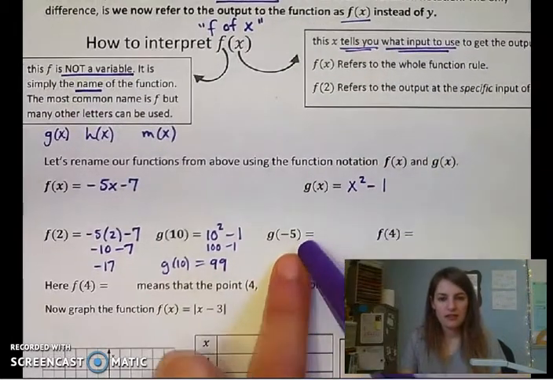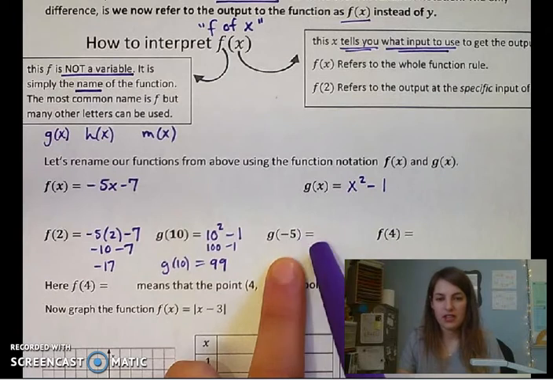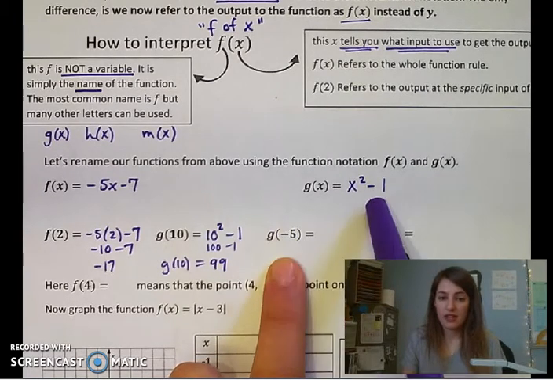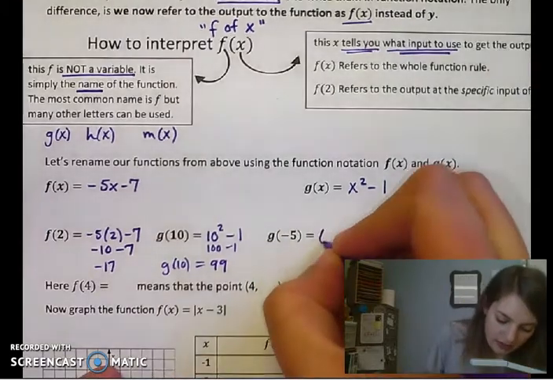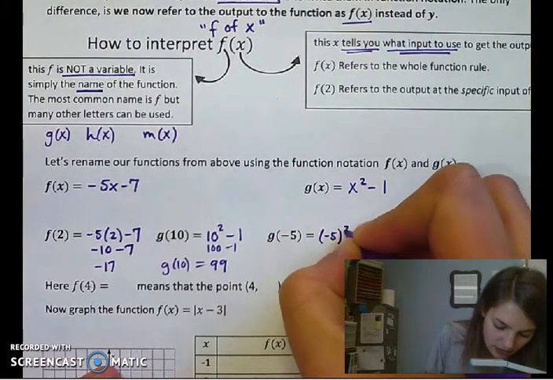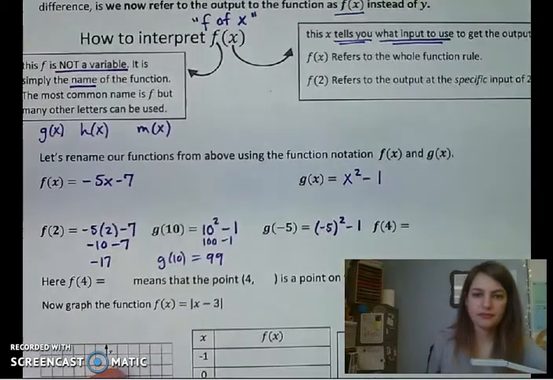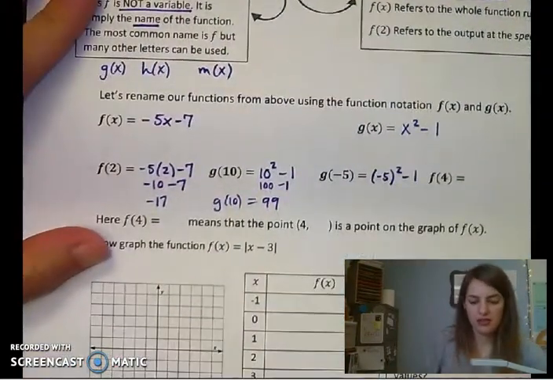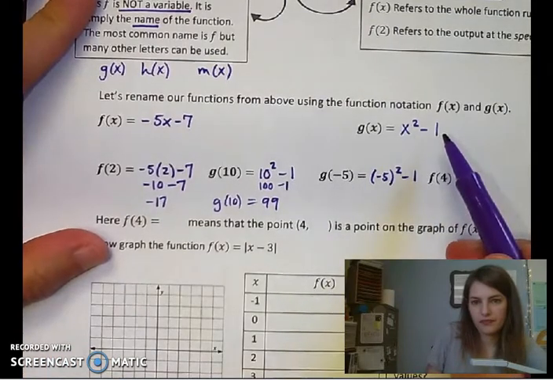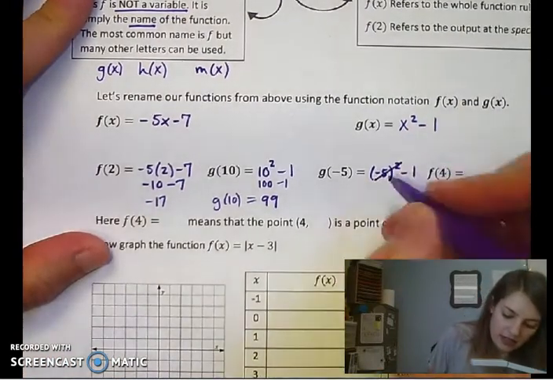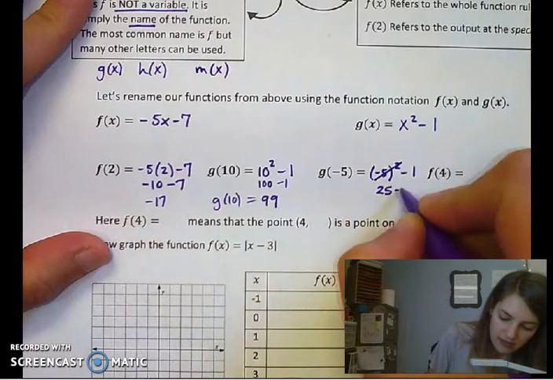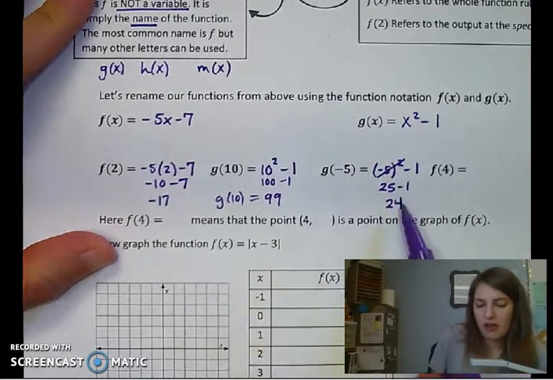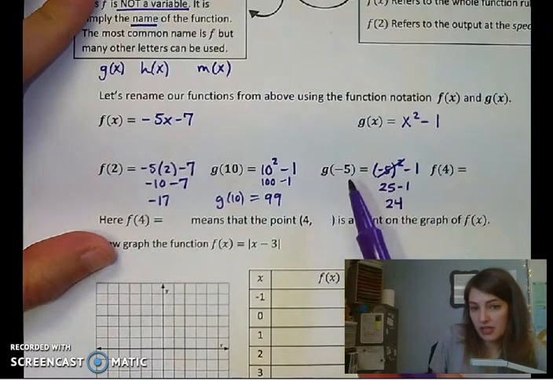And again, now we're switching it up. g of negative 5. So you have to be careful to use the rule that's labeled g of x. So negative 5 squared minus 1. Plugging in x into the g function rule. So that's a positive 25 minus 1, which is 24. So the output is 24 when the input is negative 5.